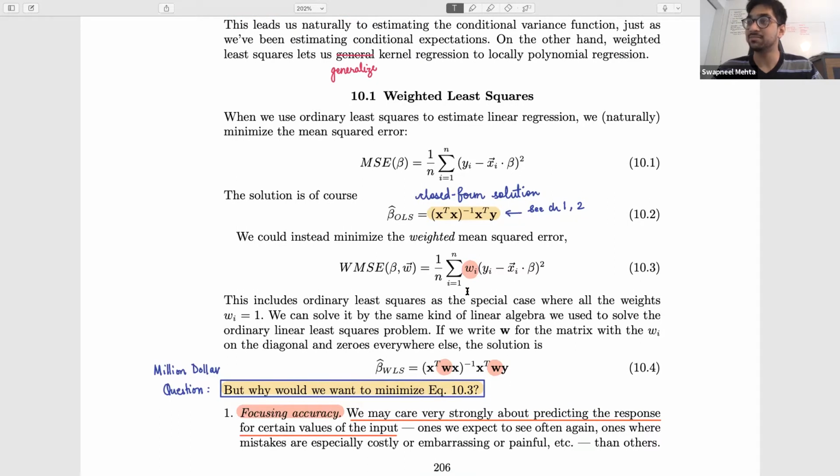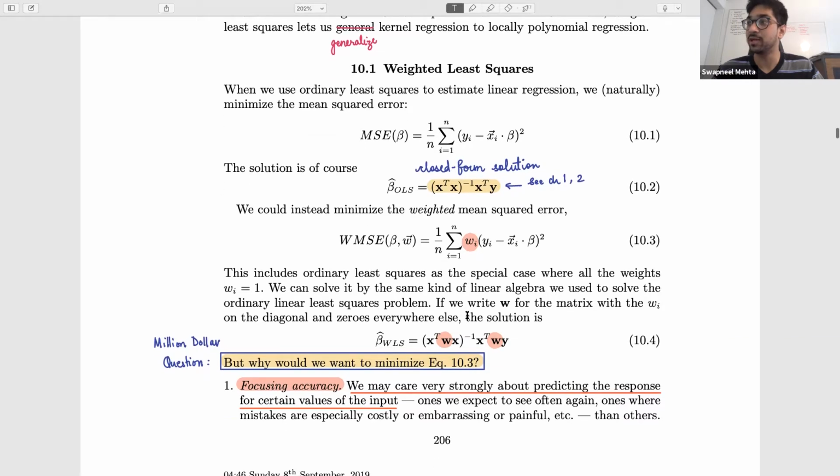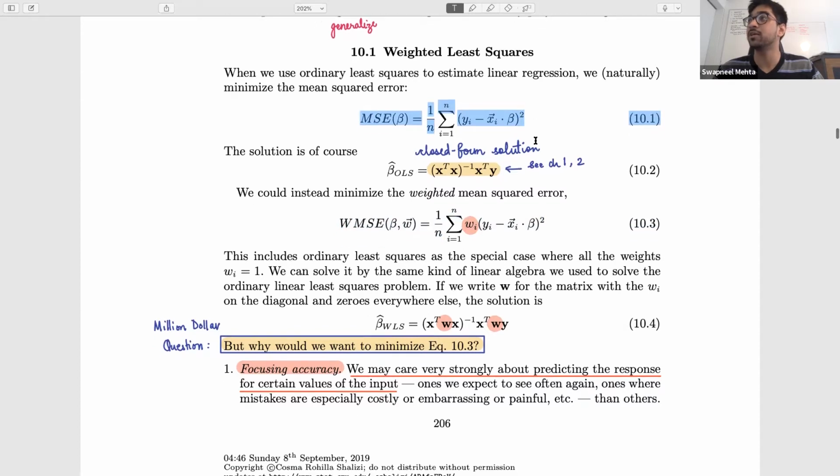But this begs the question, why do we add a weight for each point? Why do we want to minimize this equation as opposed to this straightforward equation where you weight all of your data points equally?